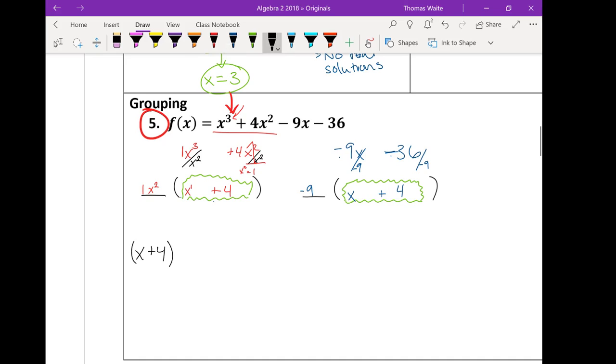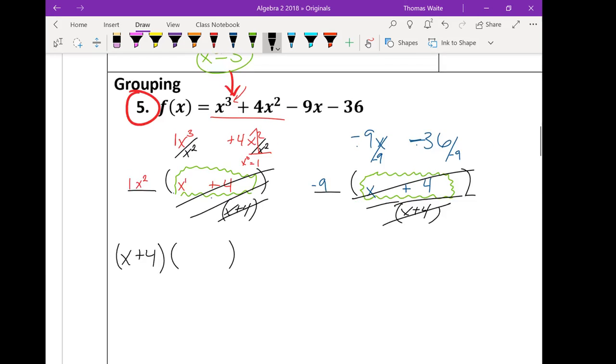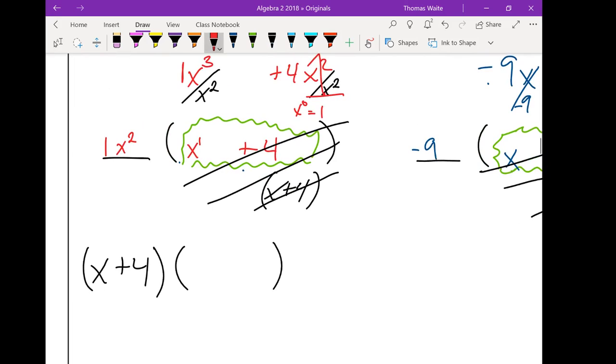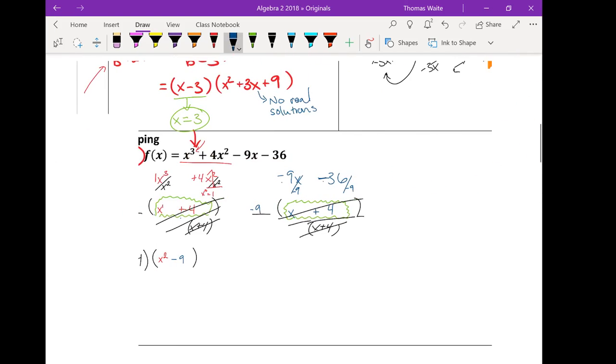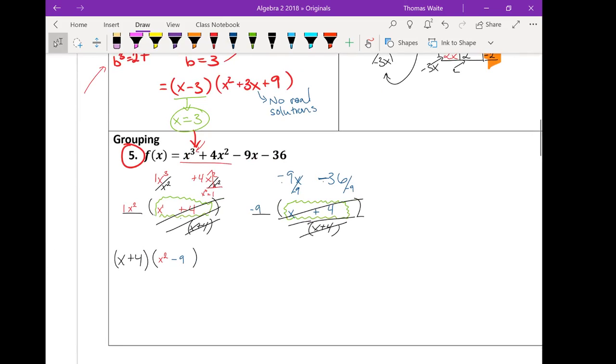x plus 4 is a common factor. We're pulling it out front. To get rid of it, I'm going to divide it out. When we divide something by itself, it just goes to 1. And then all that's left over inside, let's see, for this first bit, we have an x squared left over after we divided out the x plus 4. For the second half, we had a negative 9 left over. So both of these factors divided out.